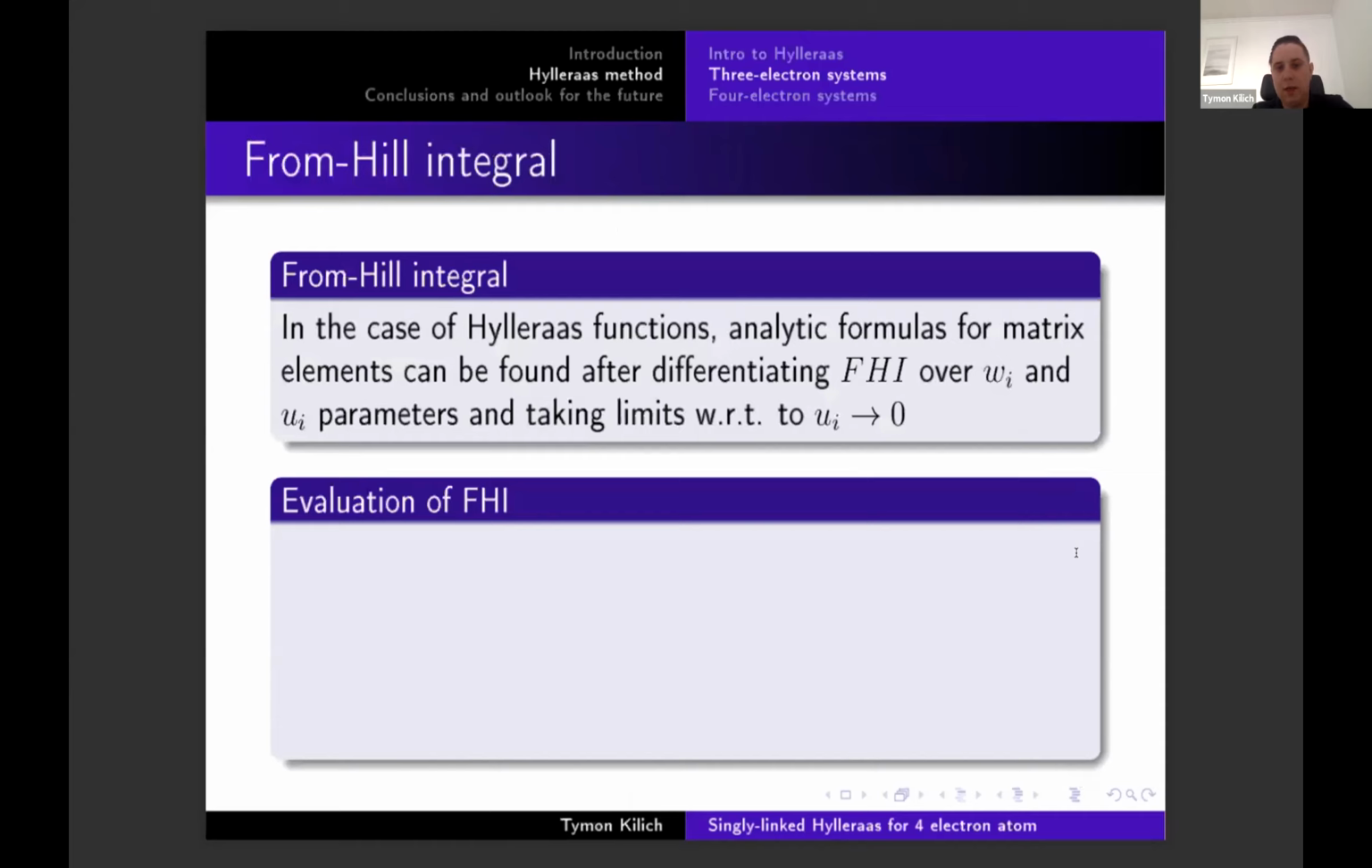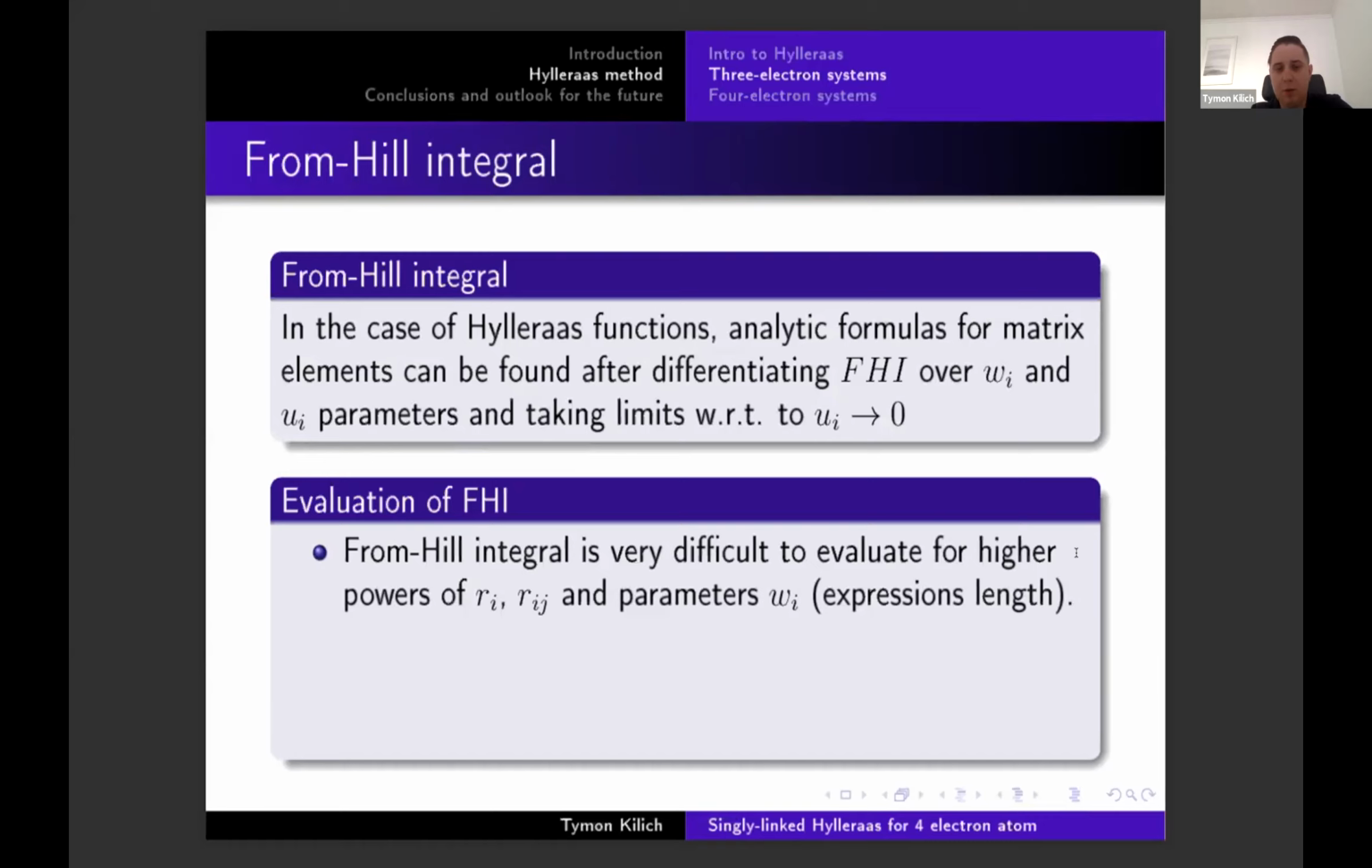So if you want to solve the Hylleraas function that I've shown you, we can use this Fromm-Hill integral, differentiated over Wi and Ui parameters as many times as we need, and take the Ui limits to 0. And then there happens to be a problem with evaluation of the Fromm-Hill integral. The analytical expressions start to be very, very large for higher powers of Ri and Rij's, and they're difficult to calculate, even to keep in memory in some instances.